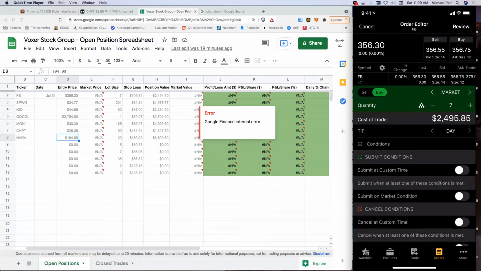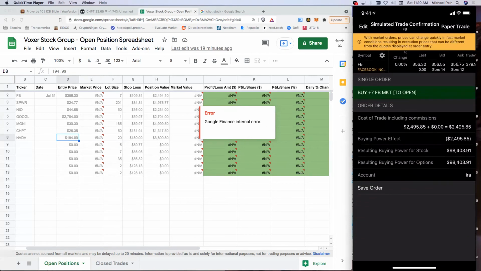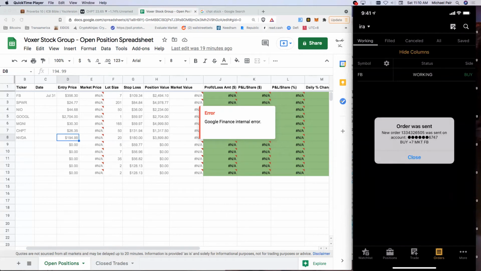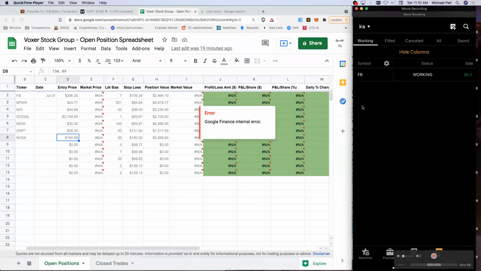So now I'll go back to review. All right. I read it out again. Buy 7 shares of Facebook at market to open a position. Then all I do is hit paper trade because this is a paper trade account. Now you can see the order is working. Now, if I click on order, well, you can see here. So the order was sent, new order number was sent on account, to buy 7 shares of Facebook. All right. So that's my confirmation letting me know that's in there.